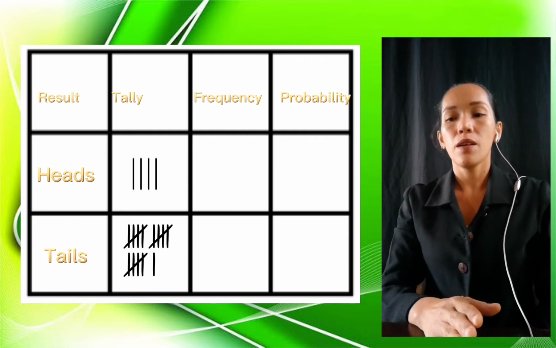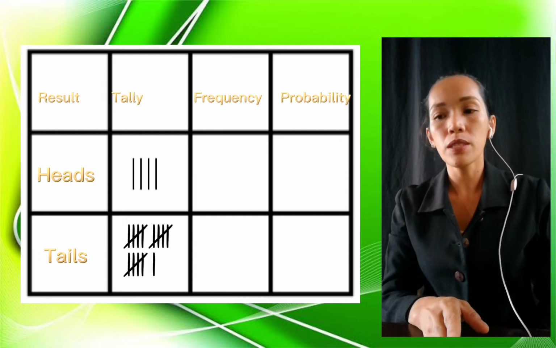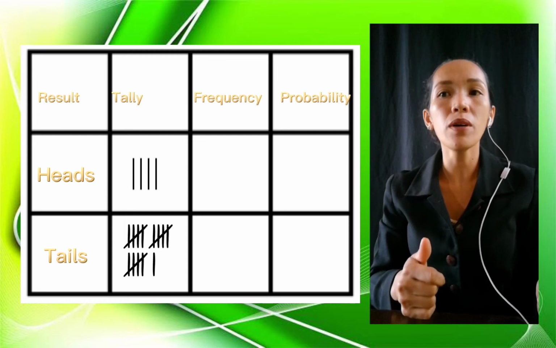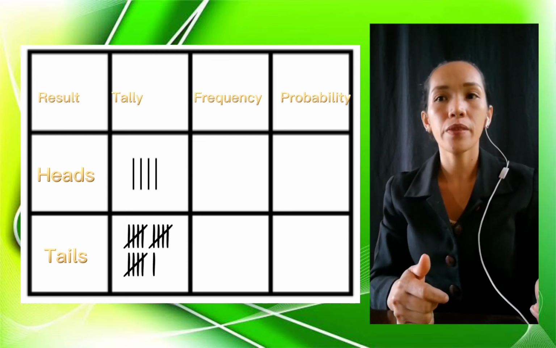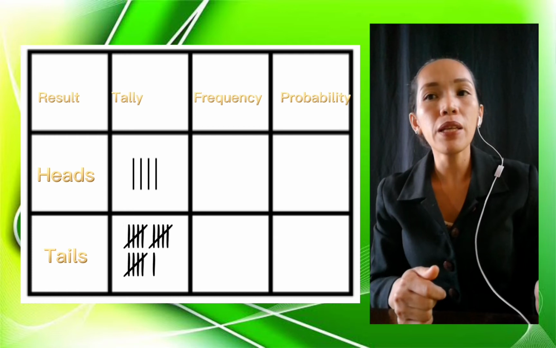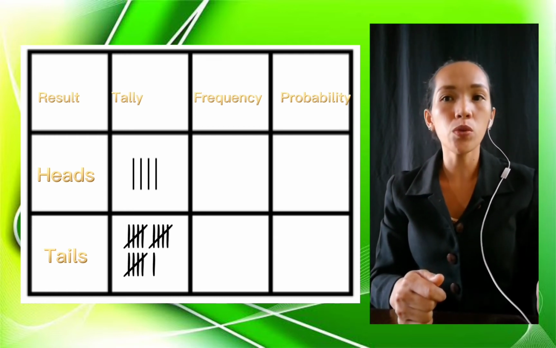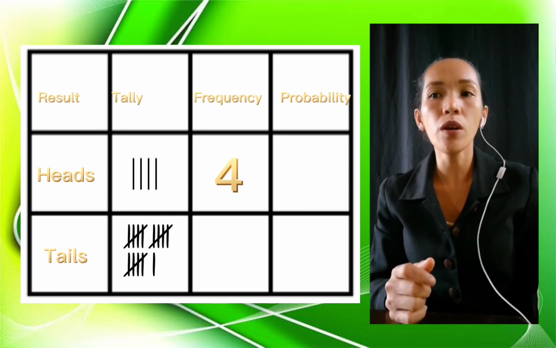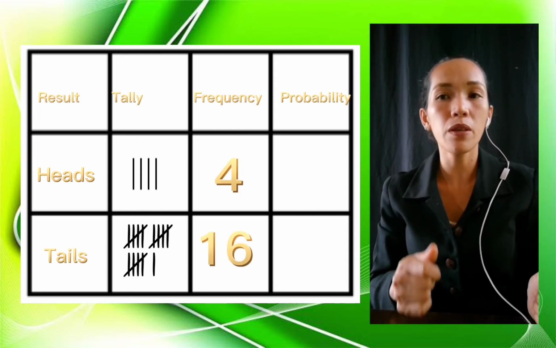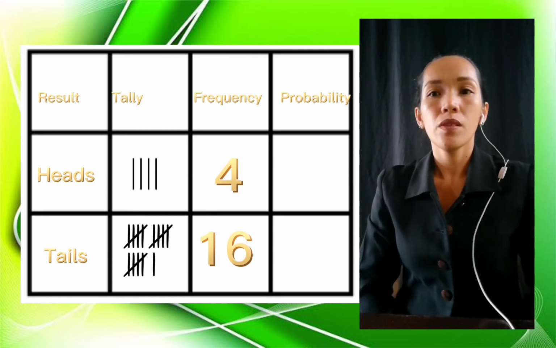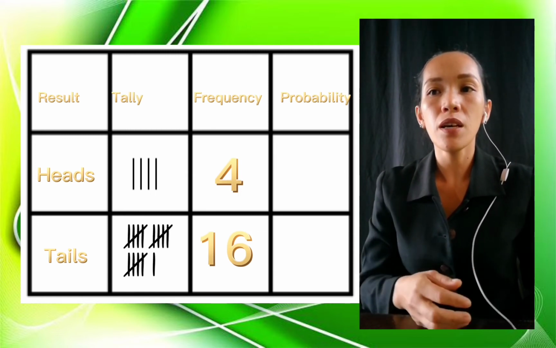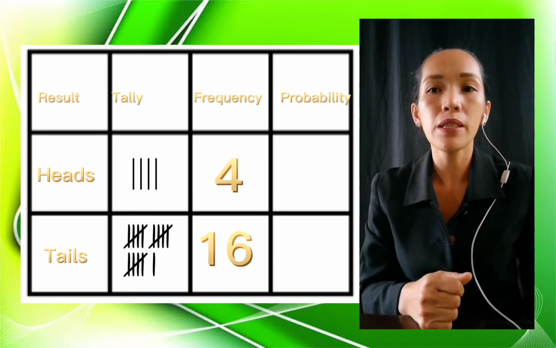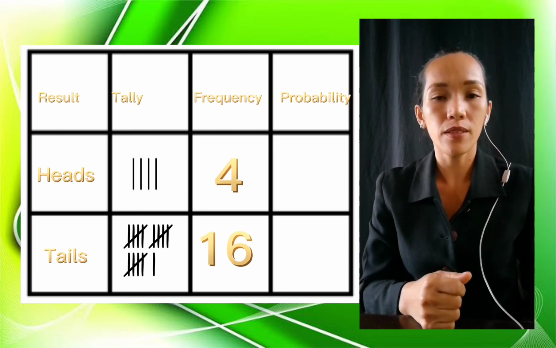Ngayon, meron tayong 16 marks. Next, what is frequency? First, count how many marks. Ito ay bilang ng paglabas ng isang value o total ng ating tally marks. Para sa head, mayroon tayong 4. Para naman sa tails, mayroon tayong 16. Okay, ayan, maayos na ang ating data. Pwede na nating tingnan ang ating experimental probability, either heads or tails.